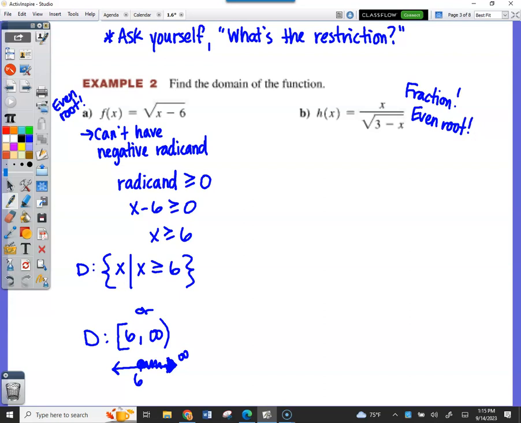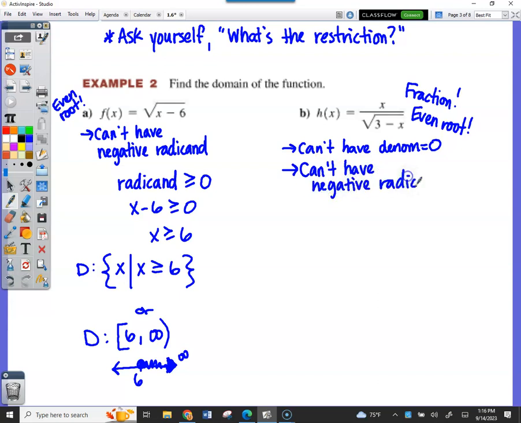So what's the rule in math with fractions? You can't divide by 0. Can't have the denominator equal to 0. That's the rule with fractions. And then the rule with even roots, I'm going to write it again. We've already written it once. Can't have a negative radicand.